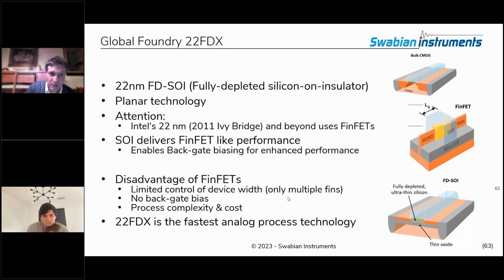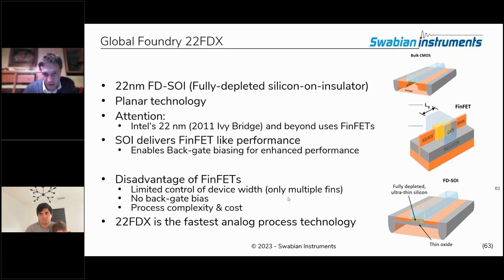Okay, and we first started out looking at the different processes that are around, and CMOS is one obvious player. Of course, FinFET, Intel's 22 nanometer process for example, or even lower, could be interesting. However, FinFETs don't have backgate biasing and have limited control of the device, only multiple fins. And of course, it's also a very complex and costly process. In fact, fully depleted silicon on insulator delivers a performance similar to a FinFET, but in addition, it enables backgate tuning. And that, we believe, will be the key to implementing delay elements of this tap delay line TDC that have a very, very high propagation speed, by tuning the backgate into ranges that are usually not used.